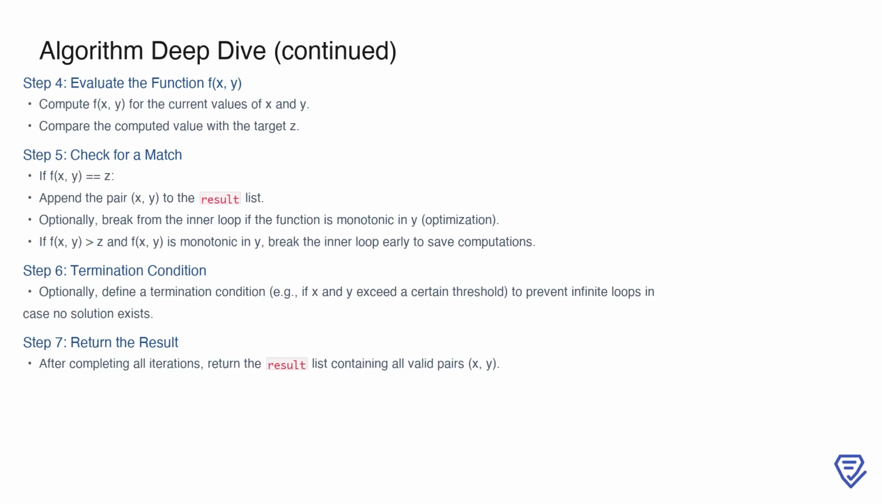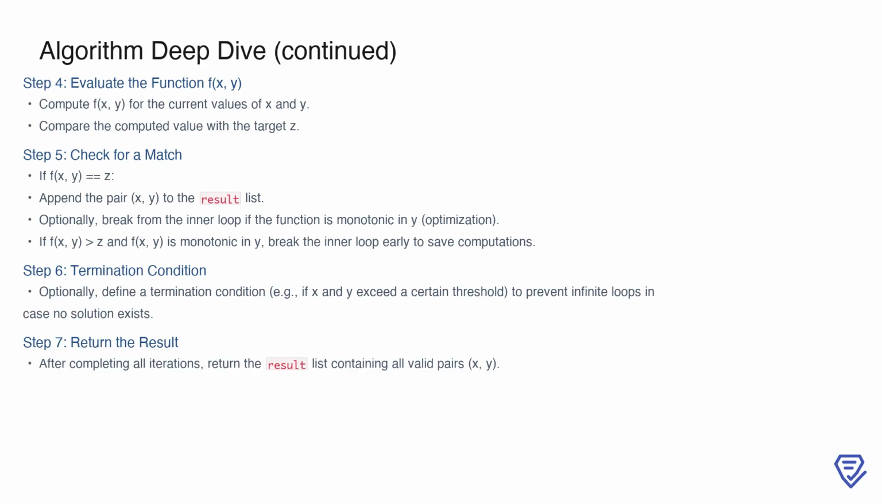In some cases, if the function f(x, y) is monotonic in y, meaning it consistently increases or decreases as y increases, we can optimize the process by breaking out of the inner loop early. For instance, if f(x, y) exceeds z and we know the function is strictly increasing, there's no point in continuing further with larger values of y.